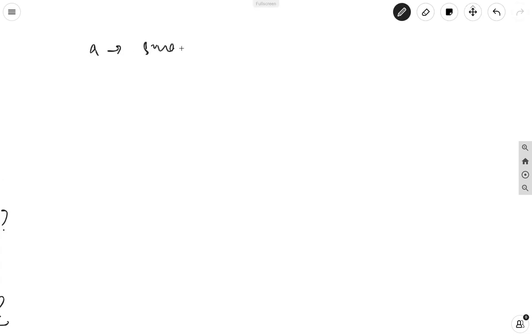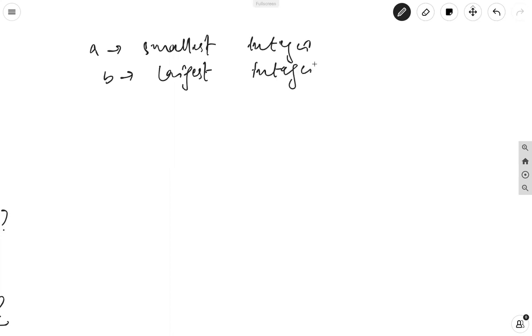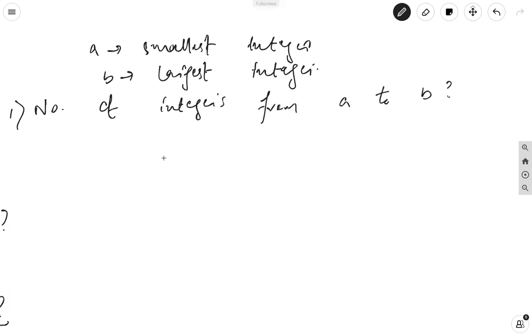Okay, so let's see all of these 4 cases separately. Let's suppose we have a set in which a is the smallest integer and b is the largest integer. The first case was the number of integers from a to b, right? In that case, the answer will be just b minus a plus 1.